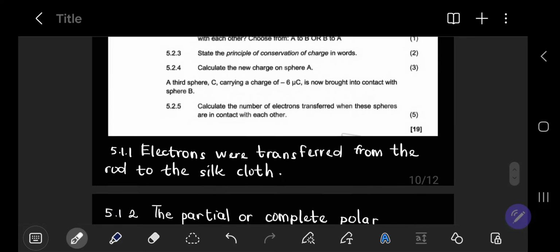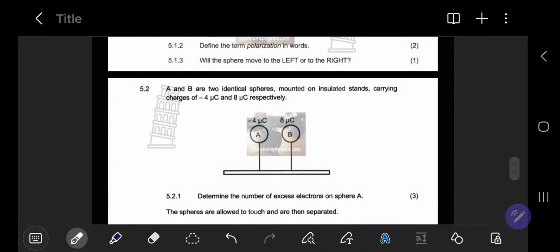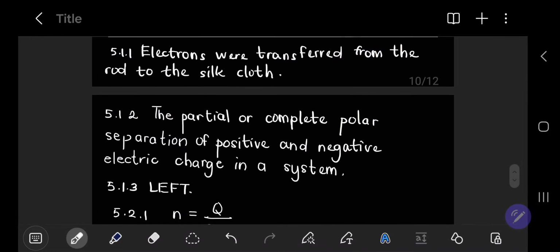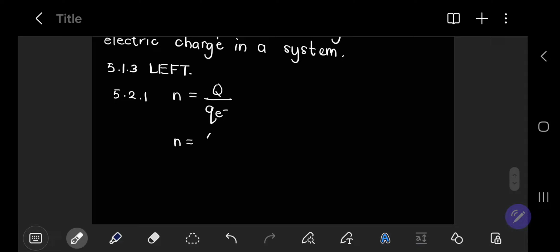Now to calculate excess electrons, we have a specific formula that we use, and that formula is N is equal to Q over QE. So N represents the number of excess electrons. Q is going to be the charge on A, which is -4 microcoulomb. That is going to be -4 times 10 to the -6. And QE is going to be the charge of an electron, which is 1.6 times 10 to the -19.